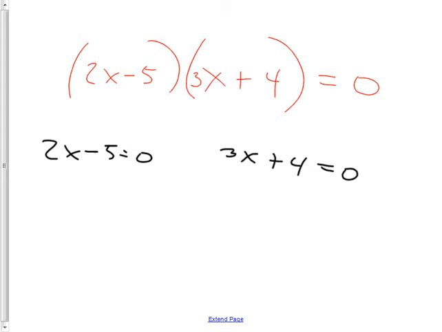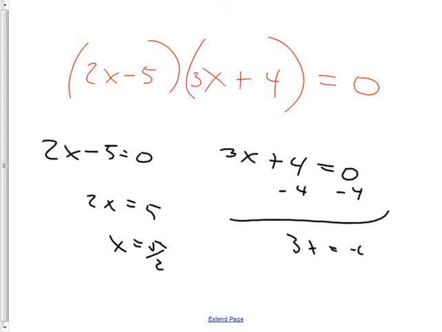And it was add 5 to both sides on this one. 2x equals 5, x equals 5 halves, also known as 2.5. And then this one minus 4 from both sides, and now I have 3x equals -4, x equals -4 thirds. Okay, that's not bad as long as you know how to factor.